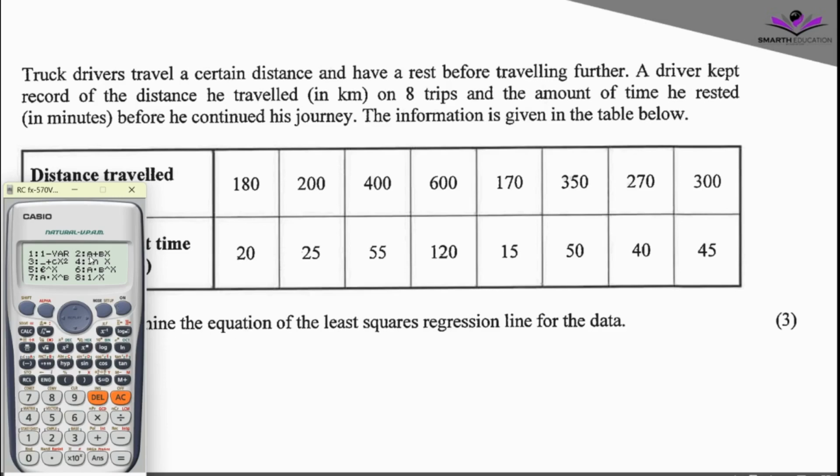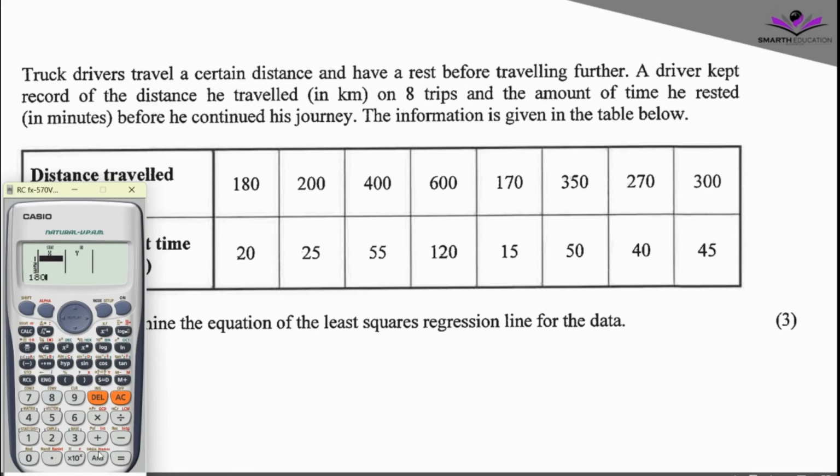So we choose a plus bx. In this calculator it is 2. And then you enter your data. Let's start with x. It's 180, 200, 400, 600, 170, 350, 270, 300. So we enter all those under x.